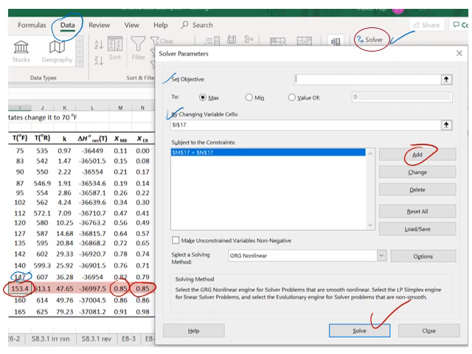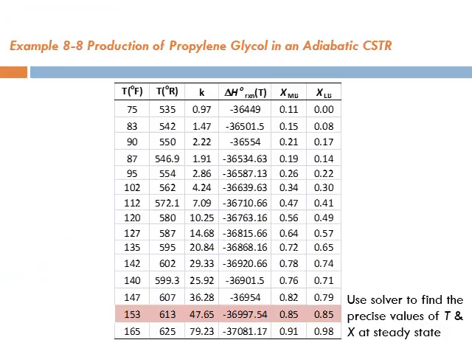And when I press solve, it automatically changes the value of this cell, which originally was around, I think, 150 or something. It changes automatically until XMB equals XEB. Because you see, before this, XMB does not equal XEB, and after this, XMB does not equal XEB. It's only at that specific value. Okay, so now we found the precise solution. So T is 153 and the obtained conversion is 85%.